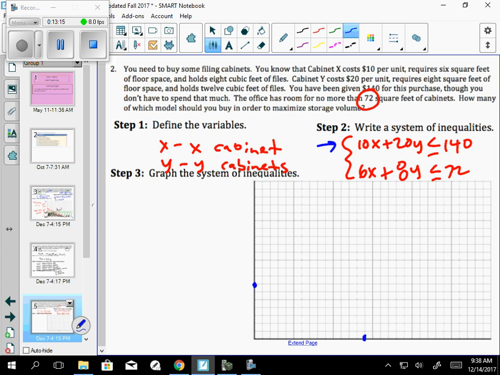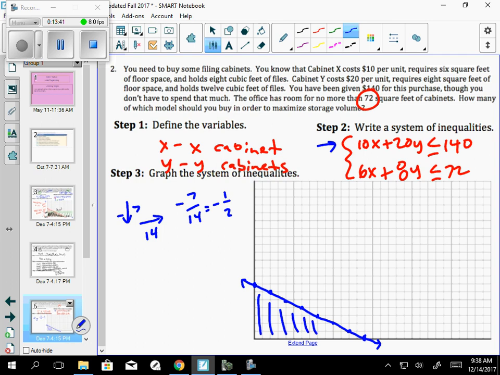That's right there. So if we go down 7, that would be like a -7, and over 14, that's a slope of -1/2. So if we go down 1 over 2, that's our slope here. And we should be able to connect these two. Yep. So that's the line for that. And that one, since it's less than, should get shaded in this region.